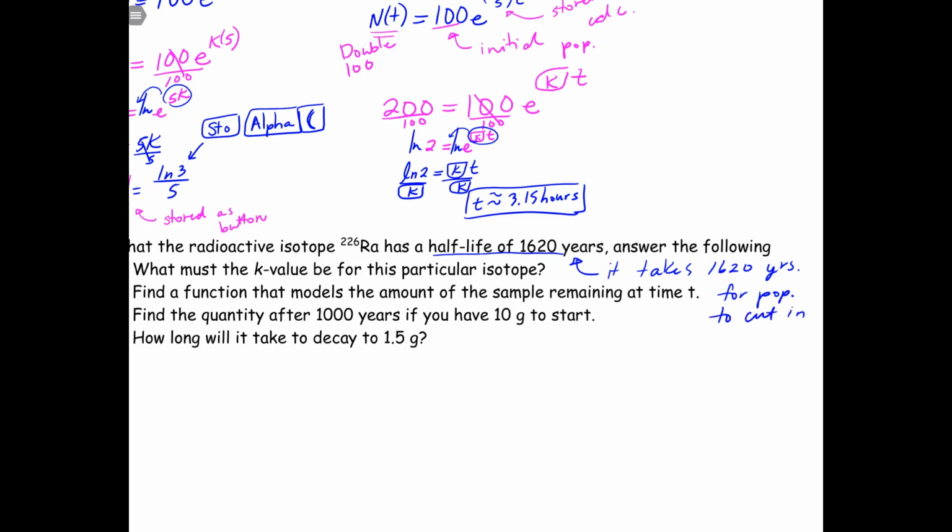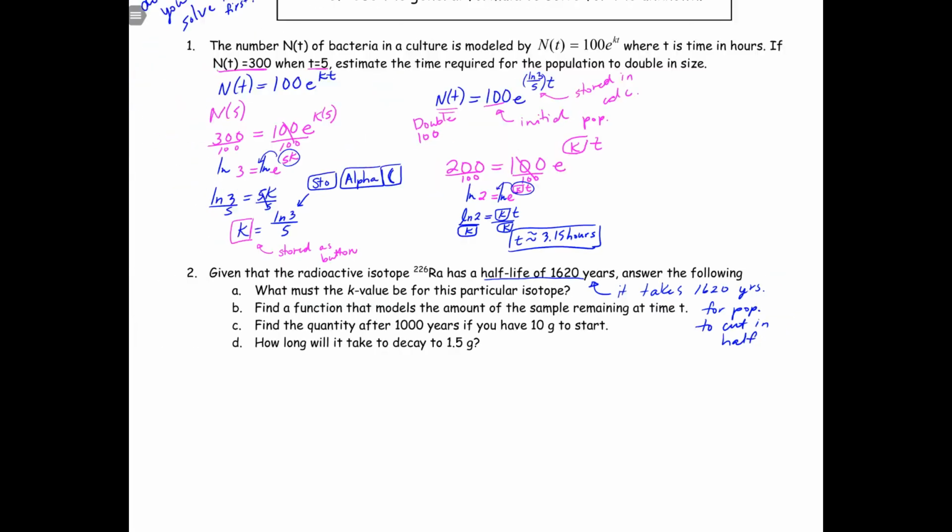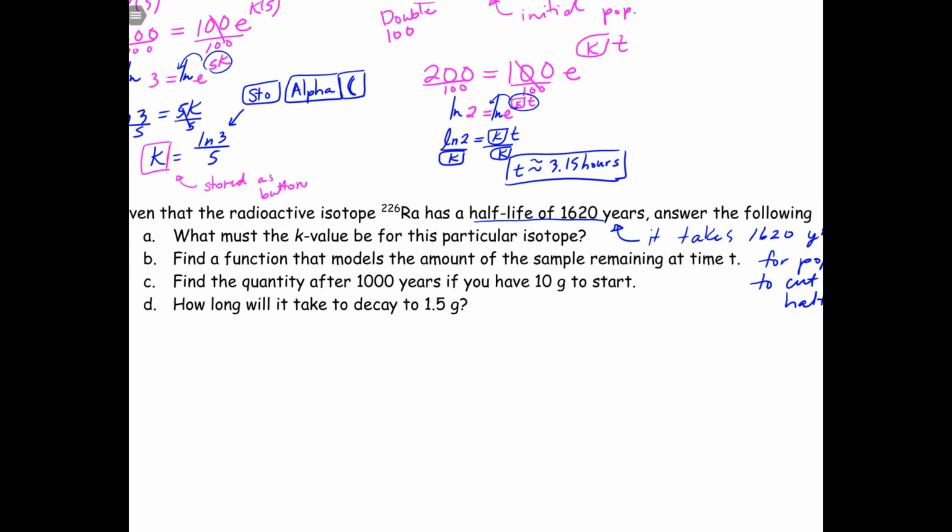So this population, unfortunately, it's dying. It's going away. So what does that mean our rate of growth should be? A positive or a negative number? Negative, yeah, because it's decreasing. Okay, so letter A says, what must the K value be for this particular isotope? So we know that we have to solve for K first. We know that our formula is N of T is equal to N of 0, the initial population, times E raised to the K times T.